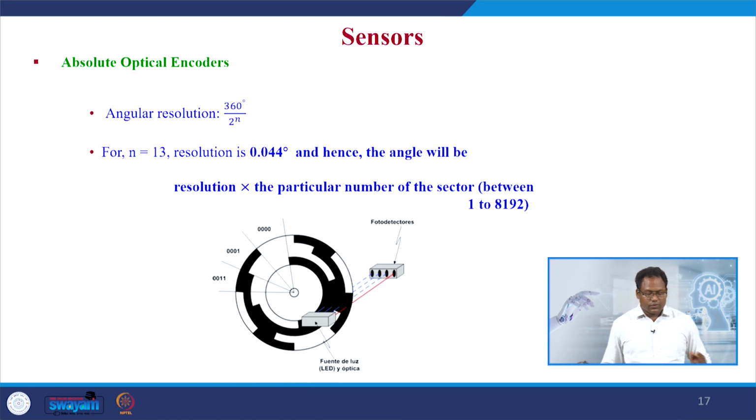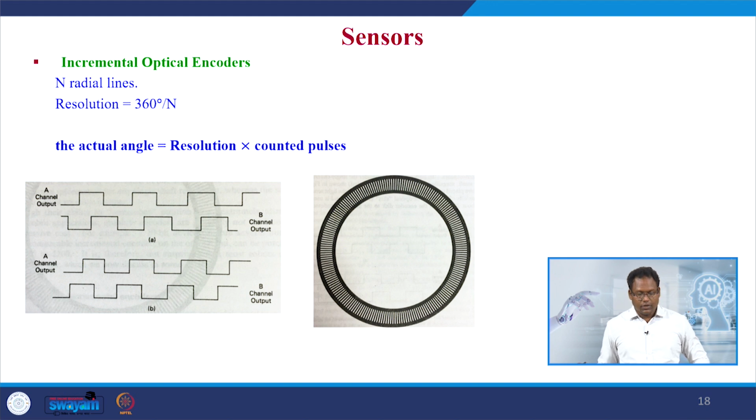Now, the angular resolution for this absolute optical encoder is given by the expression 360 degree by 2 power n, where n is the number of tracks. For example, if we have n equal to 13, the resolution is going to be 0.044 degree, and hence the angle is computed as resolution multiplied by the particular sector number, between 1 to 8192.